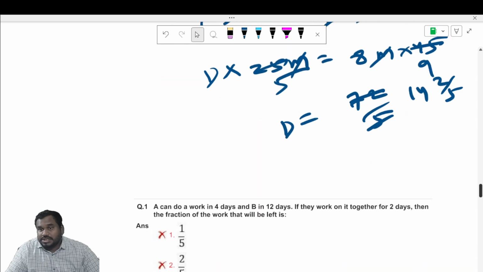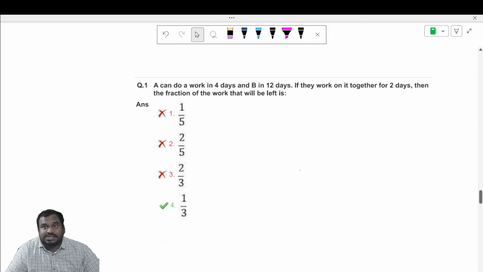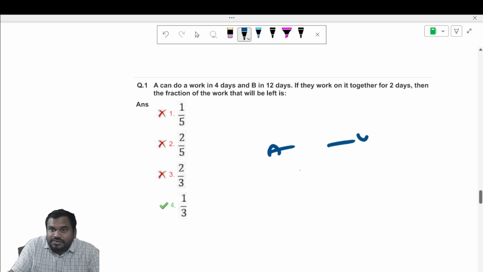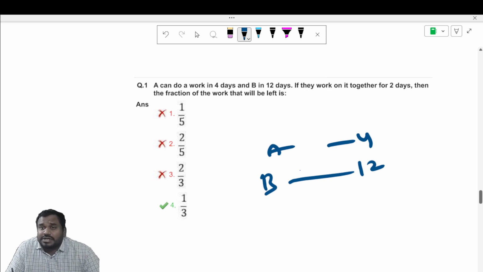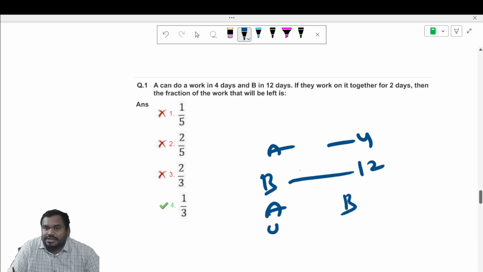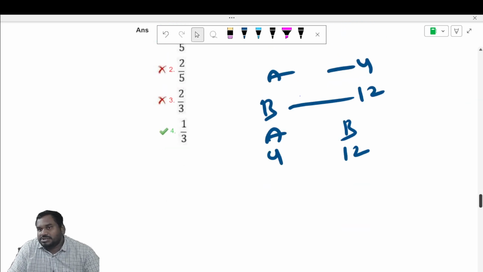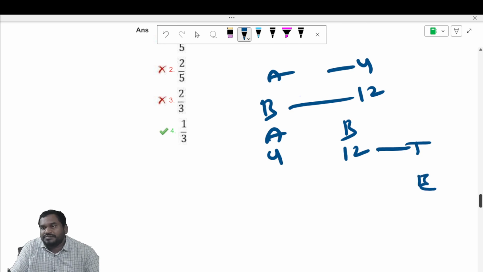Guys, in the exam, speed is more important, and at the same time accuracy as well. Next: A can do a work in 4 days and B in 12 days. If they work on it together for 2 days, what fraction of the work will be left? A takes 4 days, B takes 12 days. You need to find efficiencies, and using efficiencies you will solve it.